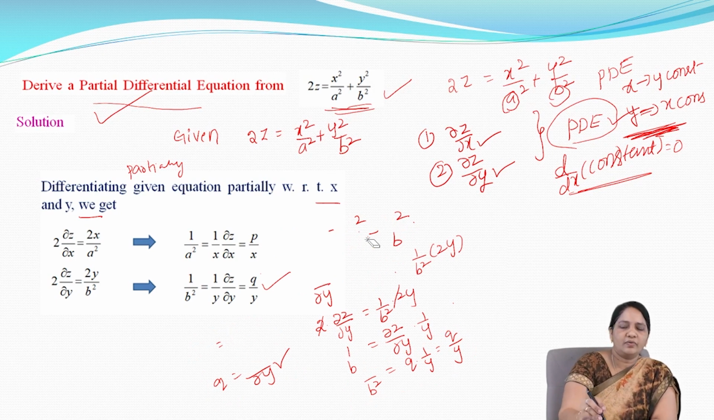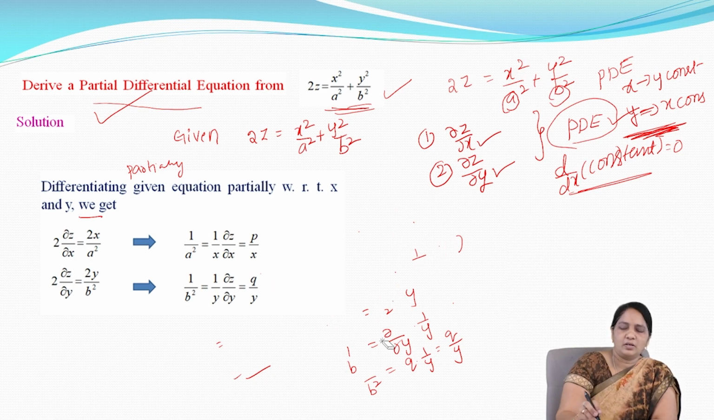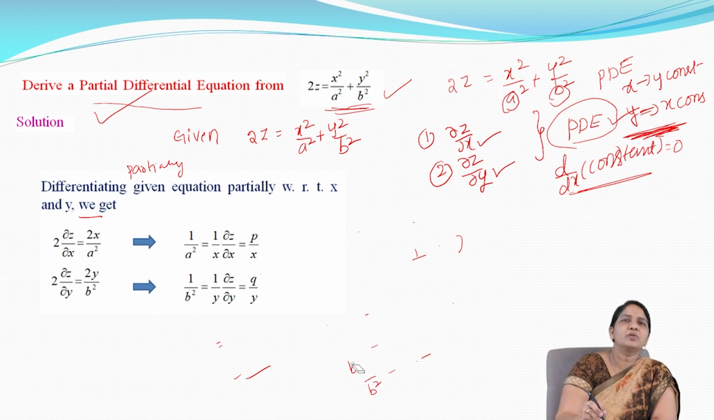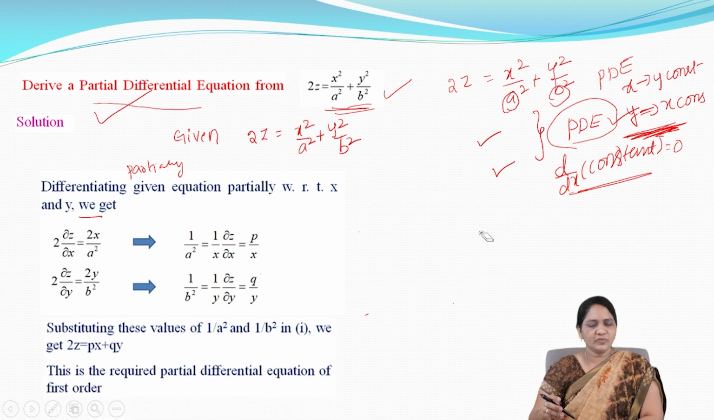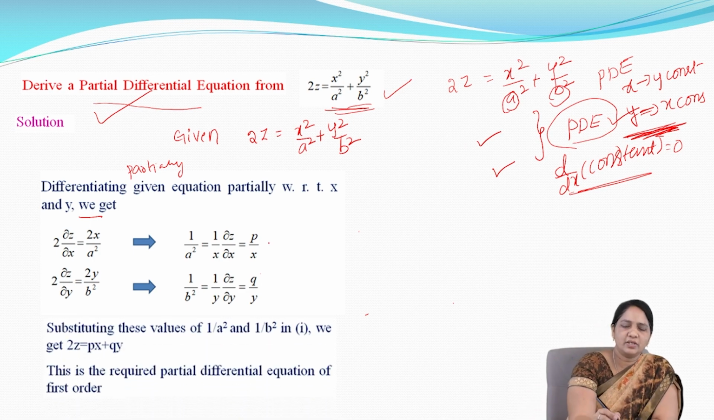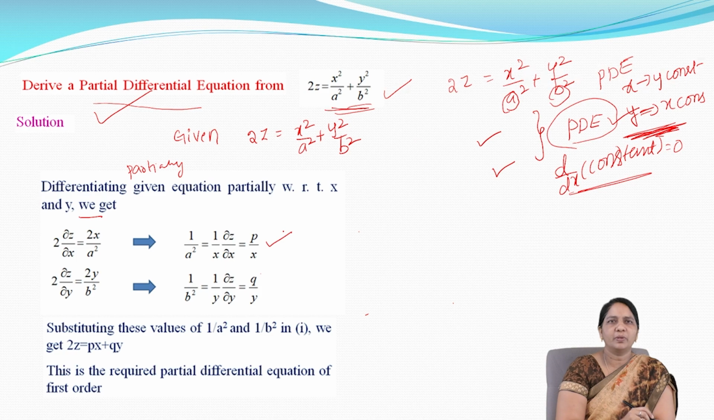So here, after getting these equations, I am going to simplify. Simplification we can do in any way. What are the possible ways to simplify the equation? All possible ways we can do. There is not only one way of simplification. We have a number of ways to simplify the equation. You can observe here, I got 1 by a square equal to p by x and 1 by b square equal to q by y.